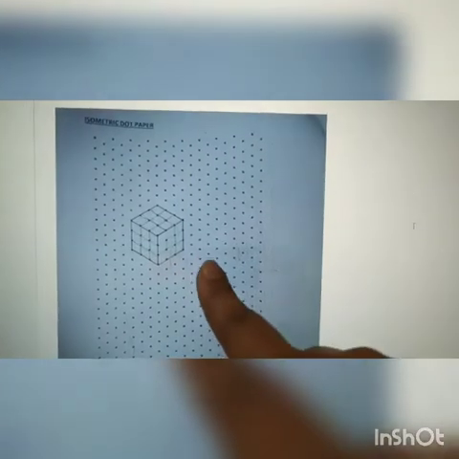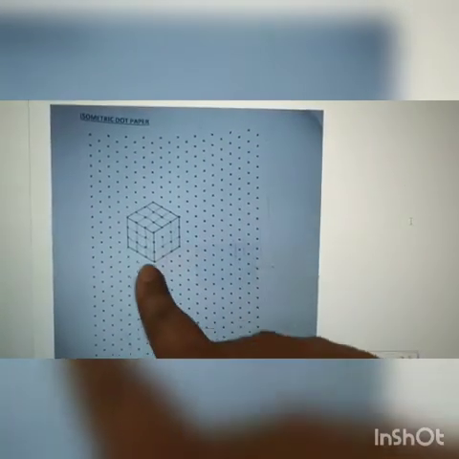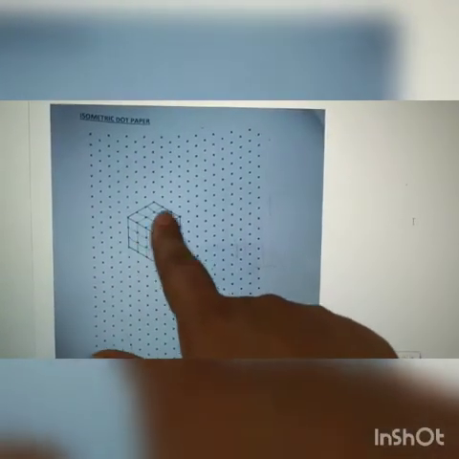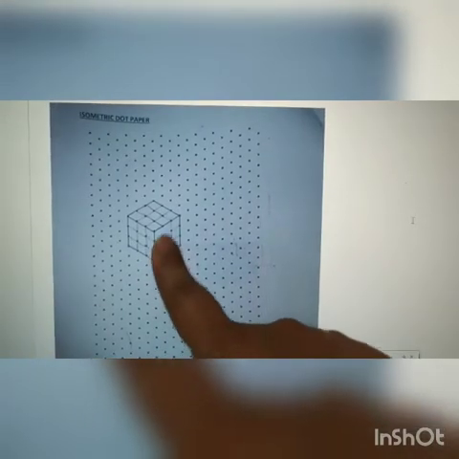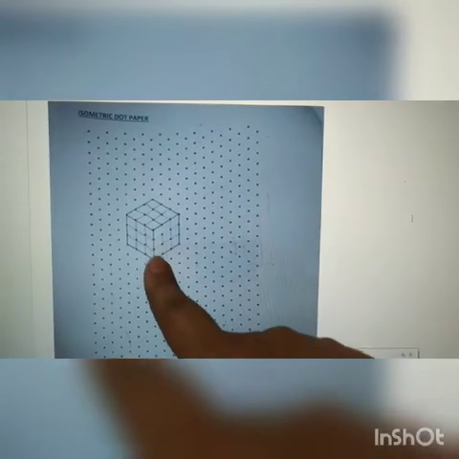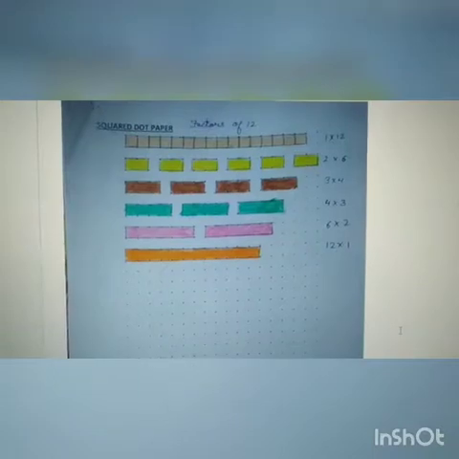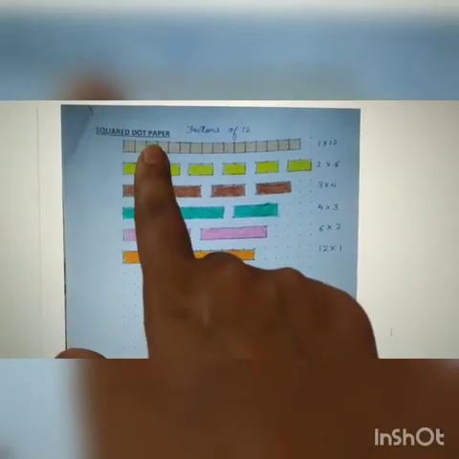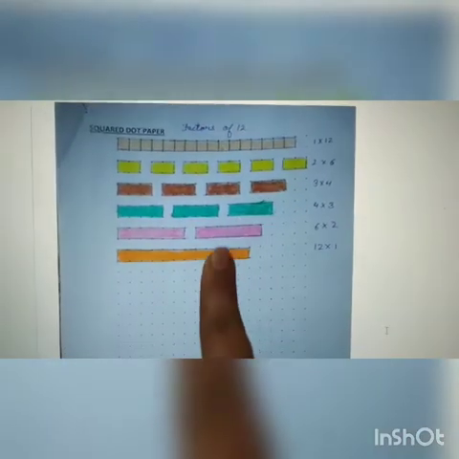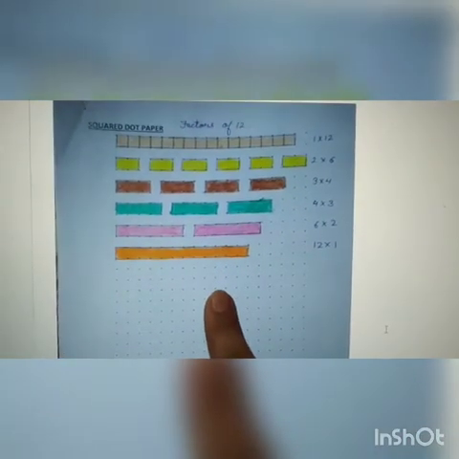Also you can draw cube, cuboid like this and you can count the number of cubes. Also you can find volume from this paper. Okay. Next we have squared dot paper. This paper you can use to find the factors and so many things.